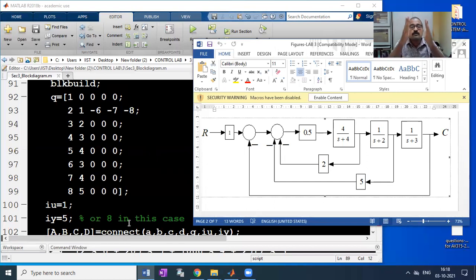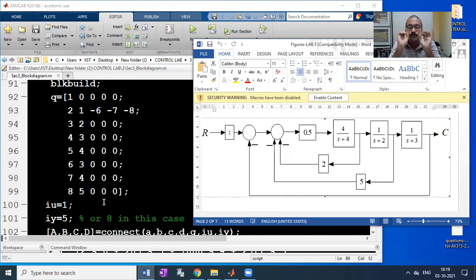Okay, so the first column will be the block numbers. What did I say? The first column in the Q matrix will be the block numbers. Okay, so block 1, block 2, block 3, block 4, block 5, 6, 7, 8, and so on. Now you need to define how many more columns must be there in the connection matrix Q, in addition to the block numbers. Okay, what did I say? I said after BLK build, we need to define a connection matrix Q.